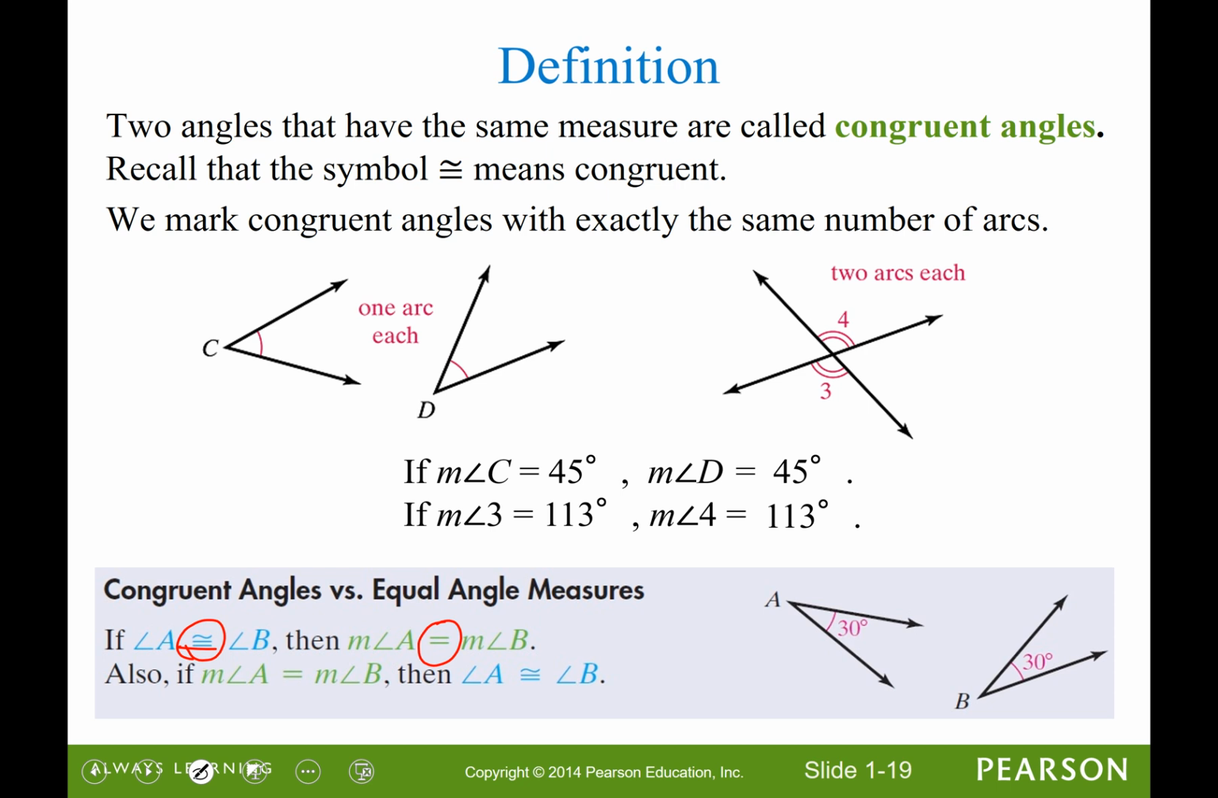And the converse of that statement is true. If the measures are equal, then the angles are congruent. So over here, we would be able to say that angle A is congruent to angle B, but that the measure of angle A is equal to the measure of angle B. So the point of this here is really emphasizing when you can use the congruent symbol and when you're supposed to use the equal symbol.